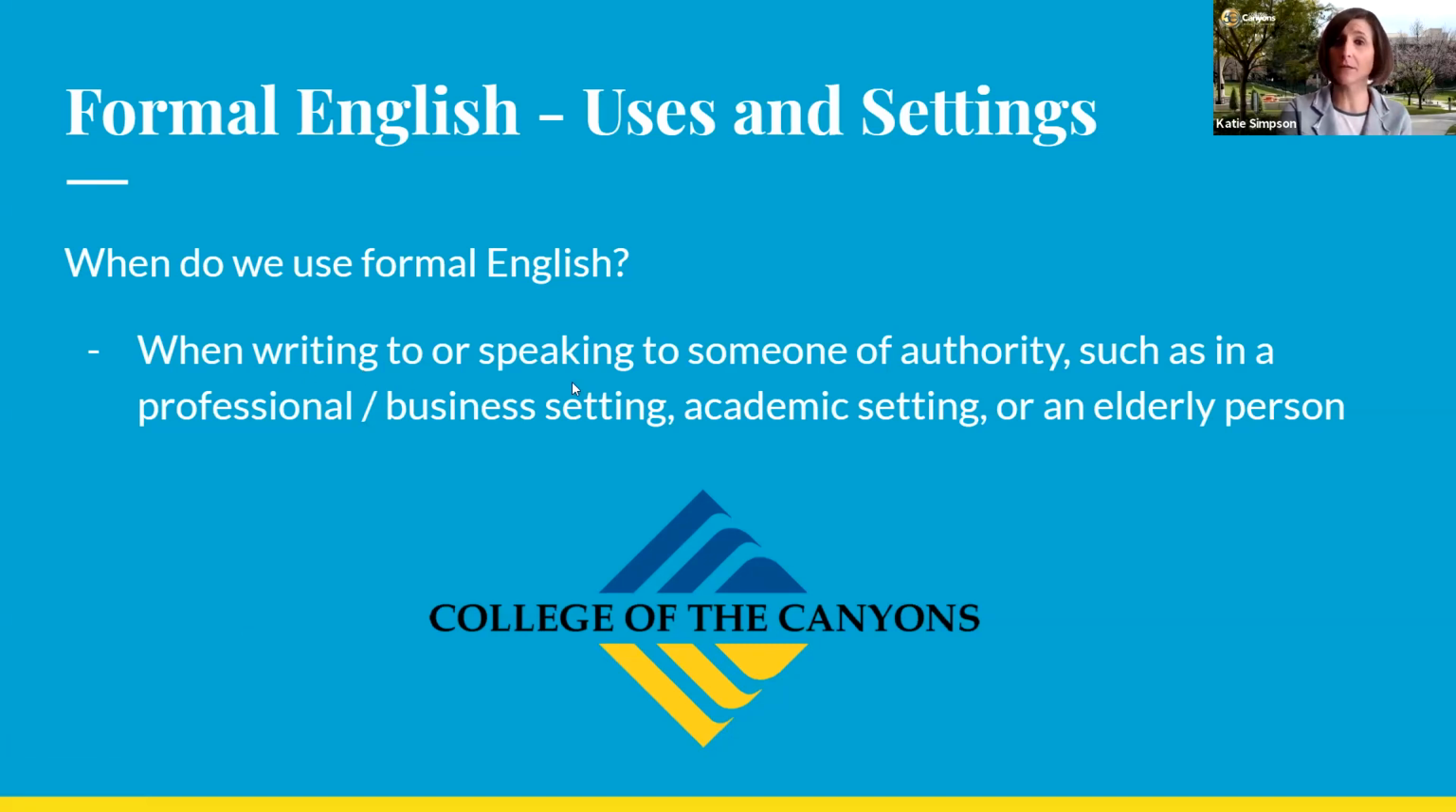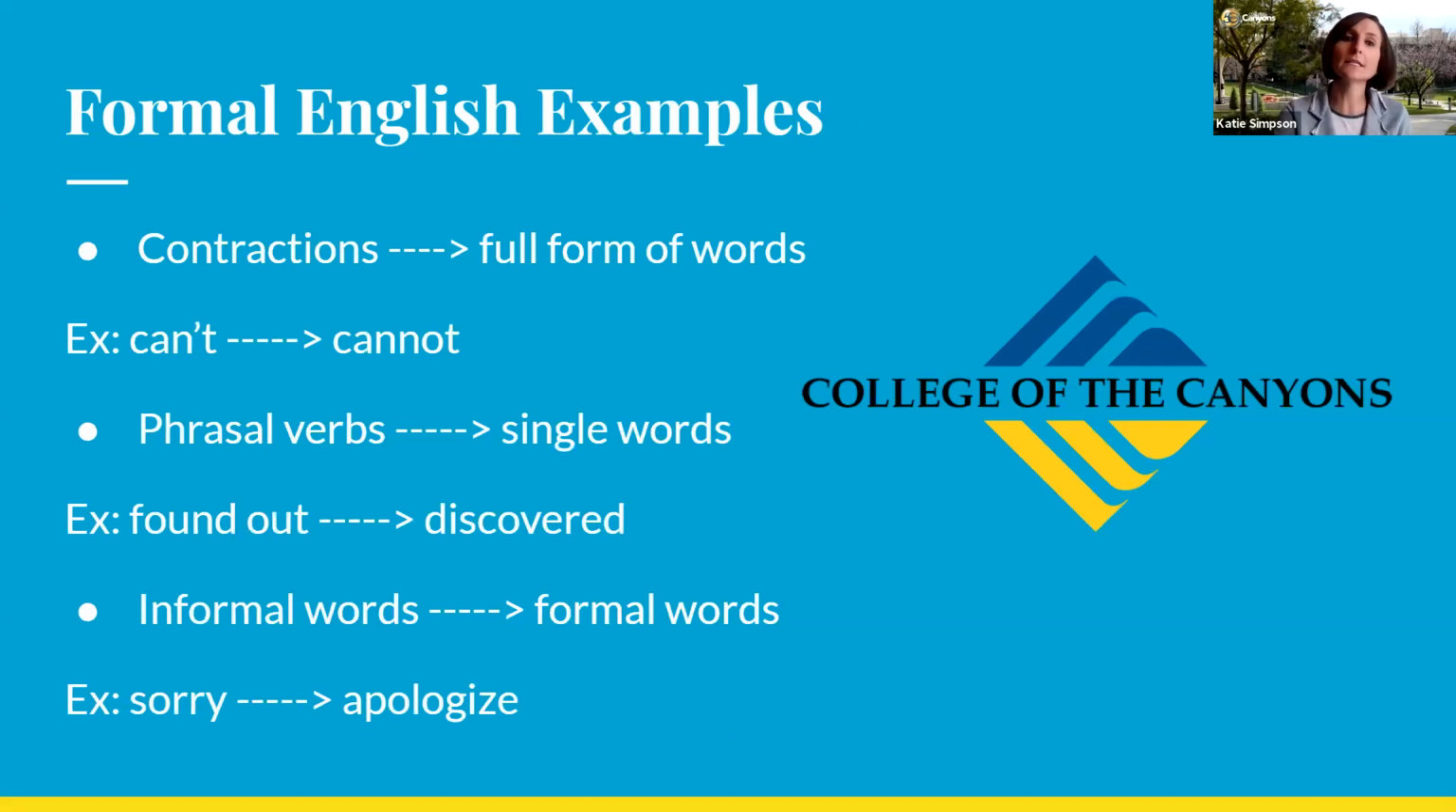When we're writing or speaking to someone of authority, like we talked about before, like in a professional or business setting, or an academic setting, like at school, or to an older person, right? Sometimes we need to speak to someone who is older than us. And many times you can use informal English if it's a close grandparent or relative. But maybe if you're speaking to someone who you don't know as well, who's a little bit older, and you want to show respect, you would want to use more formal English with that person. So let's look at some examples.